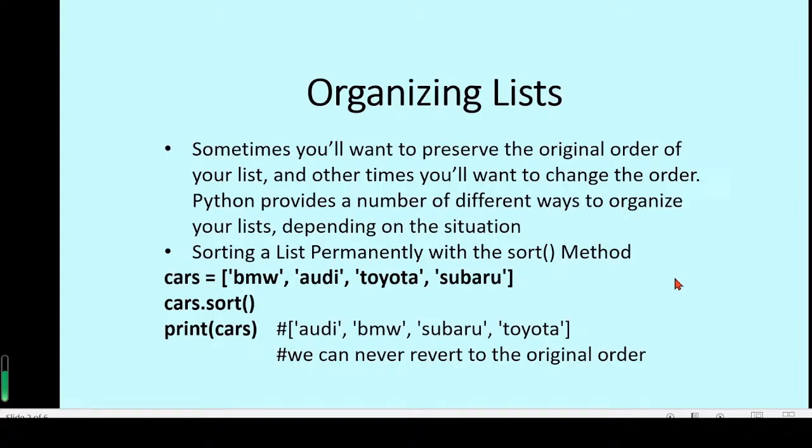Sometimes you will want to preserve the original order of your list, and other times you will want to change the order. Python provides a number of different ways to organize your lists depending on the situation. Sorting a list permanently with the sort method. So this is a list with 4 cars. Then you can use cars.sort. Then the order of the elements are sorted in the list.